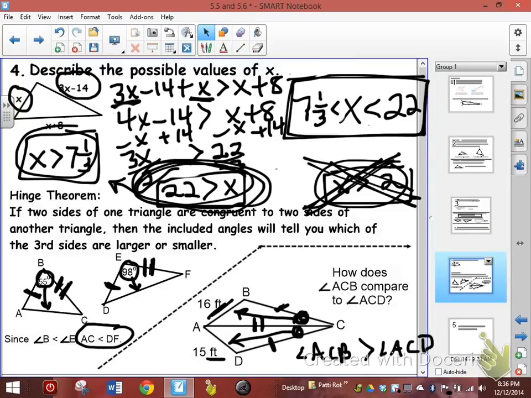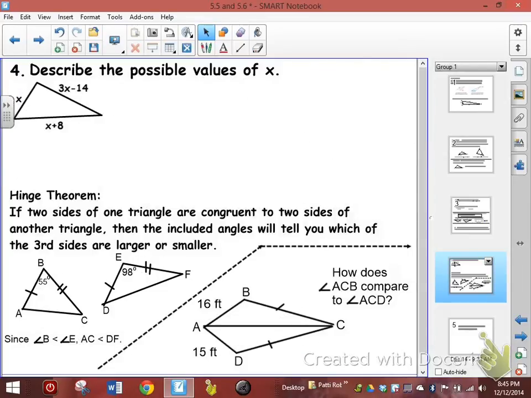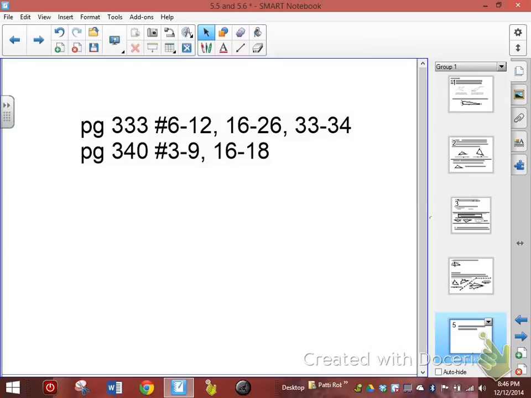Okay, now in your homework there's a few that get a little tougher than that, but those are the main ideas. And there is your assignment.